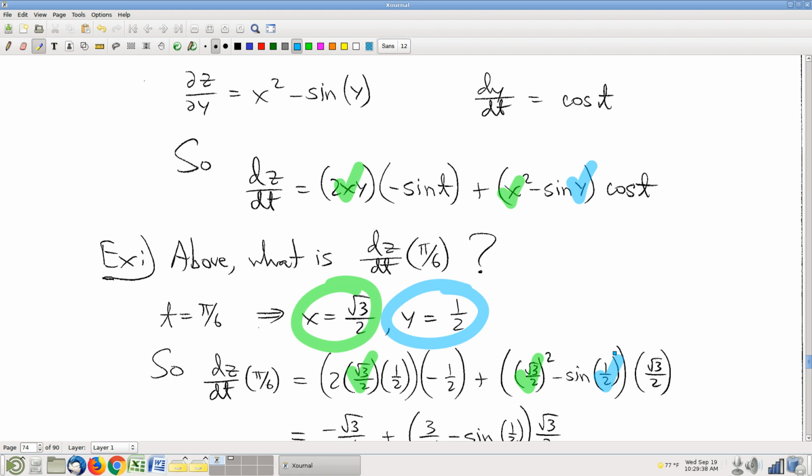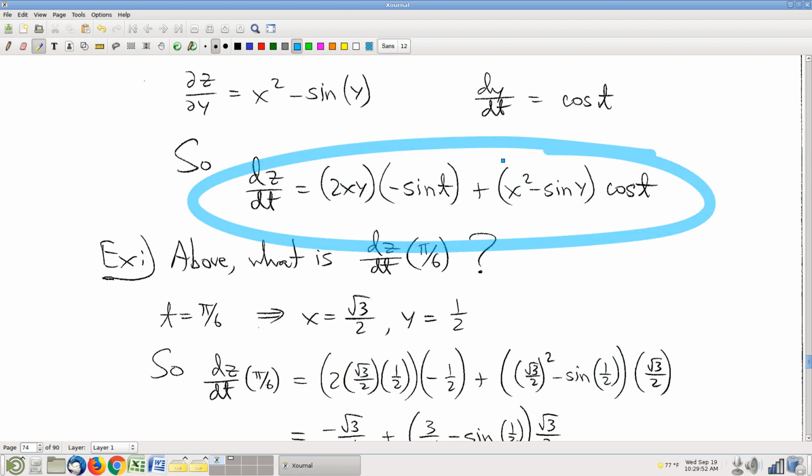But for computational purposes, this is fine, and I encourage it. Can we have x and y in dz to dt in that expression? Yeah, sure. It's a little awkward, right?